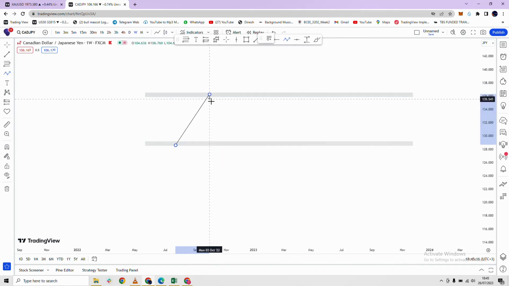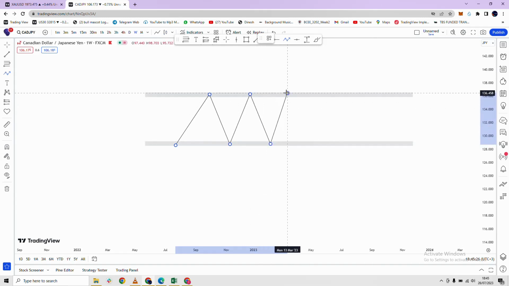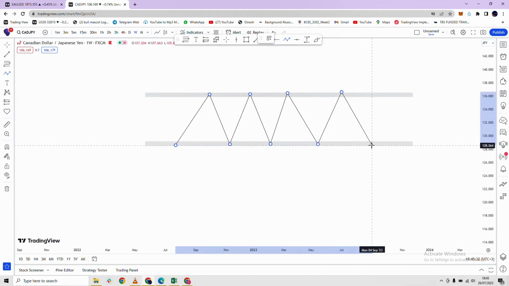So in resistance, we expect to be selling, so price goes all the way down to support, where we're expected to buy because it's a support area. You buy low and sell high. Then until price lands into an area like that.